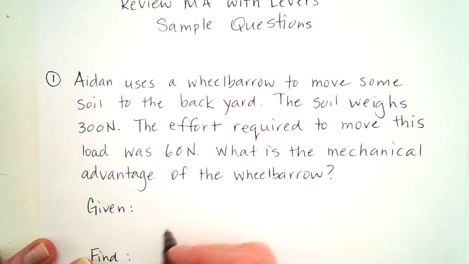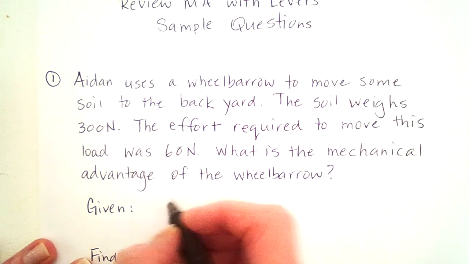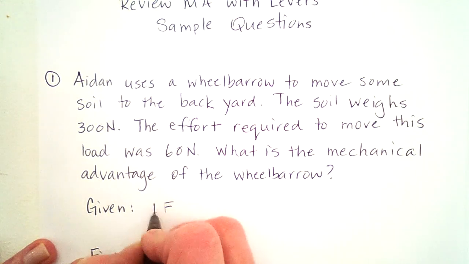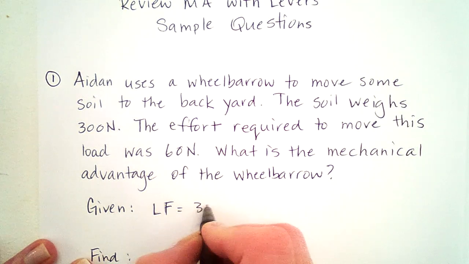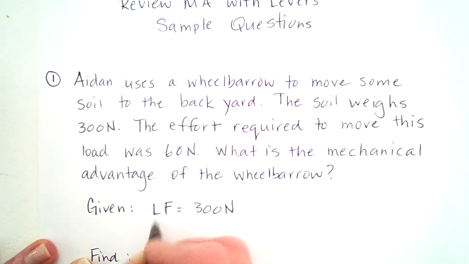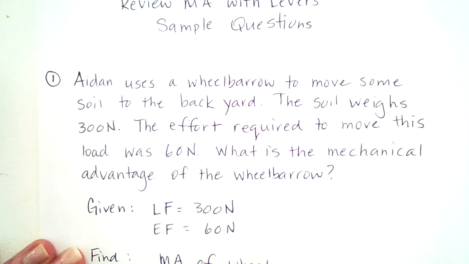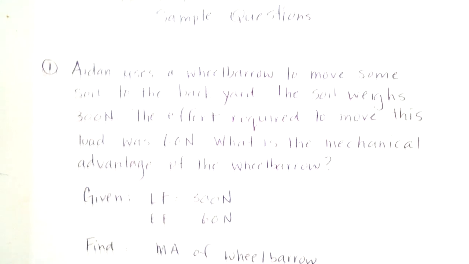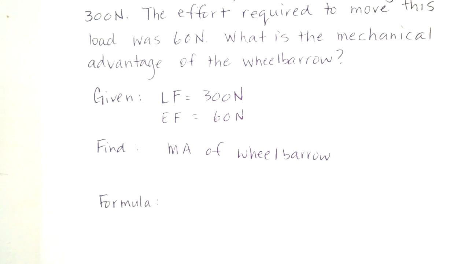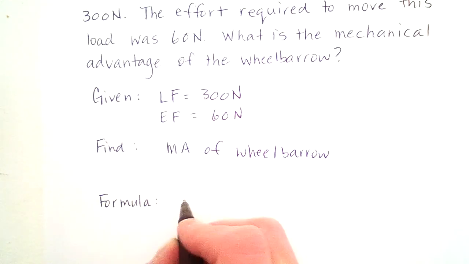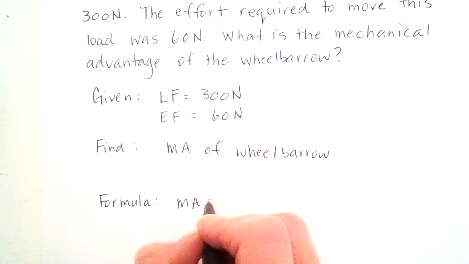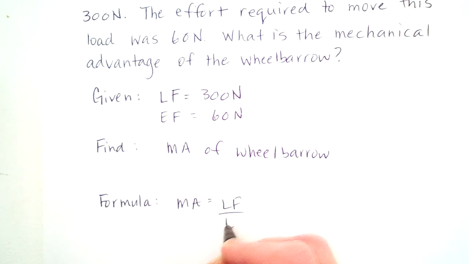What is given? The load force is equal to 300 newtons. The effort force is equal to 60 newtons. What are we finding? Mechanical advantage of the wheelbarrow. In this case, we don't really need to draw a picture, and we'll just go straight to the formula, which is MA equals load force divided by effort force.